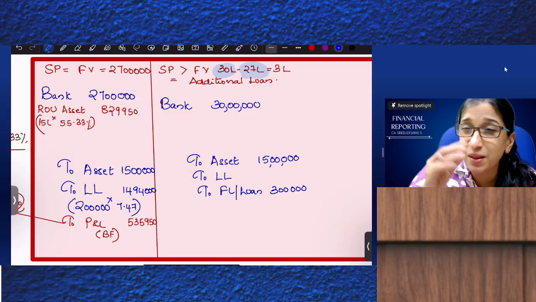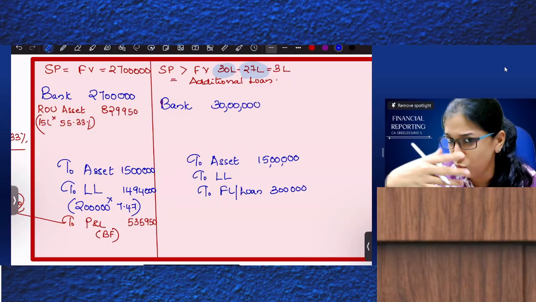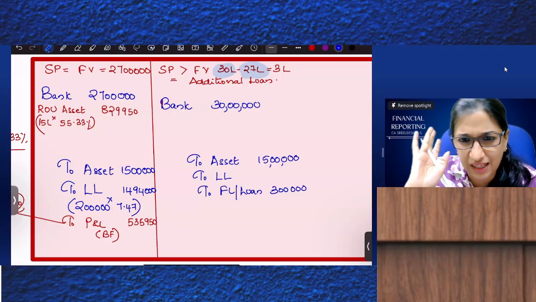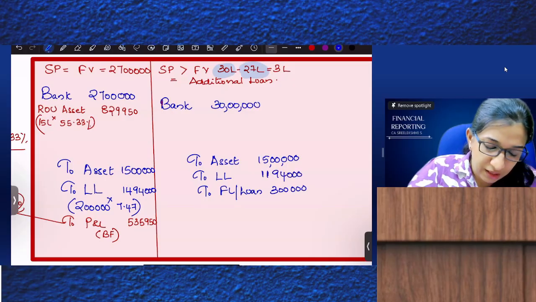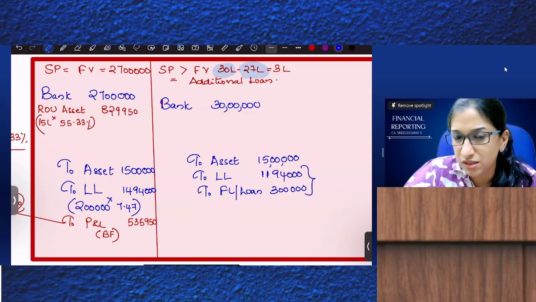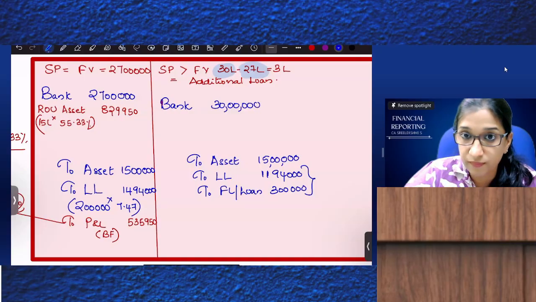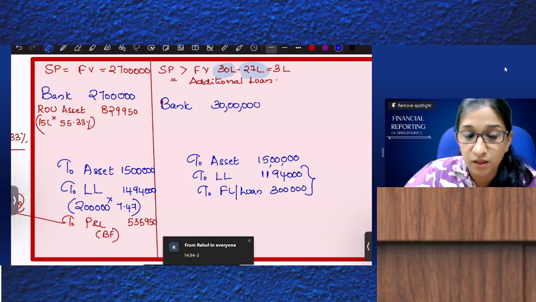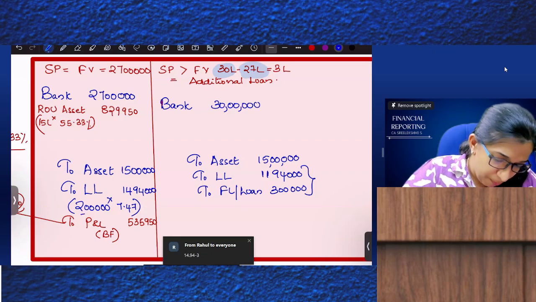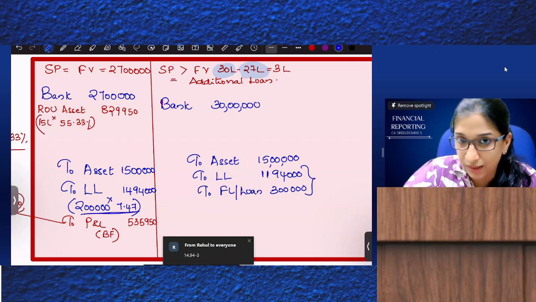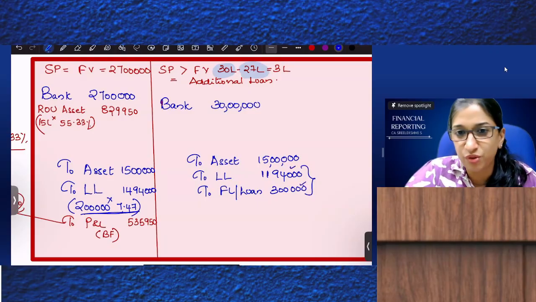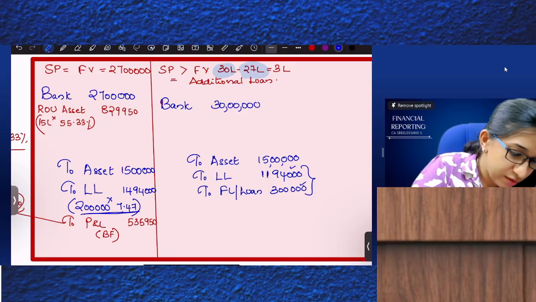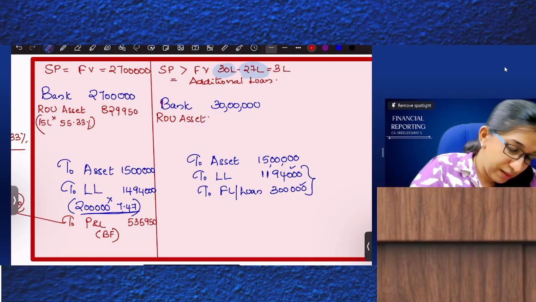Only when the market rate is different from the actual rate, you take the present value of the remaining outflows. But otherwise, the loan is 3 lakhs. Lease liability will be 11 lakh 94,000. Why 11 lakh 94,000? Because 2 lakhs into 7.47 is the payment to be made, correct? Of which 3 lakhs is towards the other loan. The balance 11 lakh 94,000 is lease liability. So how much is the ROU asset to be debited?